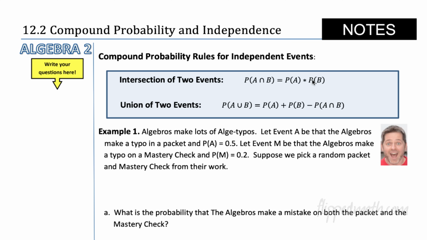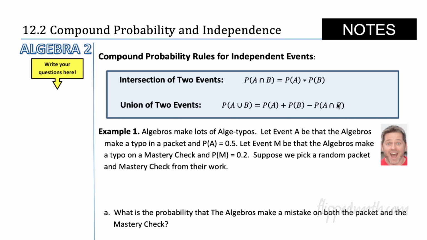Now what I want to do is give you the two rules here. We have two rules for events. One is the intersection. Remember, intersection is the same as and. So if we have A and B happening, then the rule is we just multiply their probabilities. That's pretty easy to remember. And if we are going with a union, which is or, so the probability of A or B, then what we do is we add and we have to subtract the part that is both.